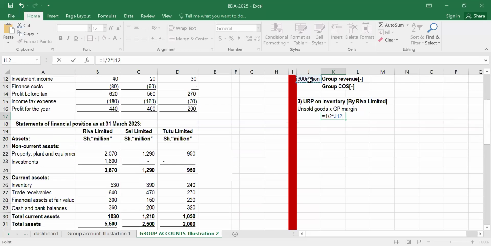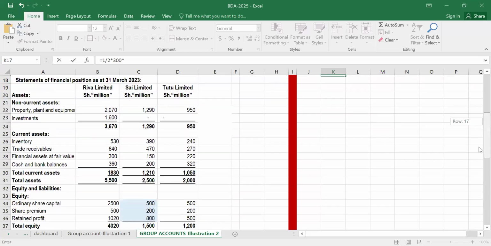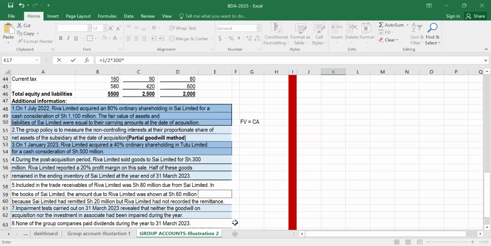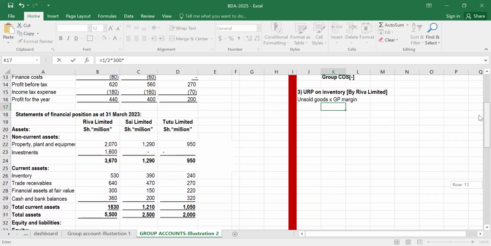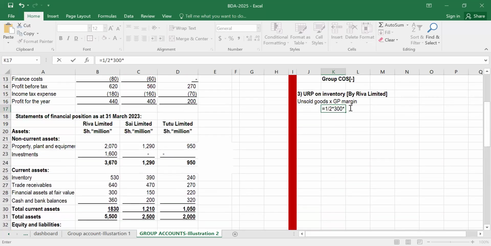I don't know whether it will work because of that word million. Okay, let me just type it manually: 300, like this, half of 300. And then we multiply this with the gross profit margin. I hope you can see in this question here, we are given the margin. In the question we did yesterday, we were not given the margin, and I think I showed you how to compute the margin in case it is not given, but the examiner has given you just the gross profit markup. So this is how we compute the unrealized profit.